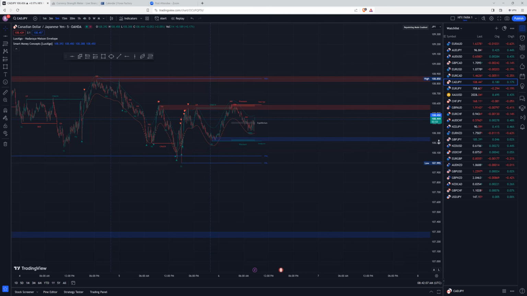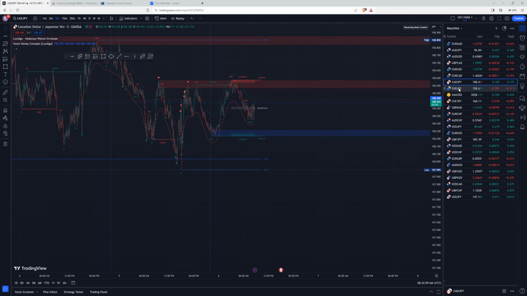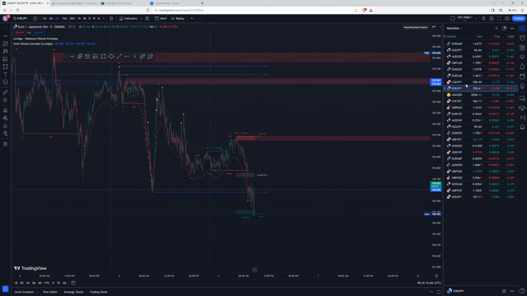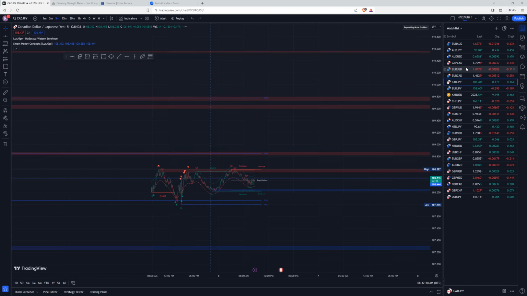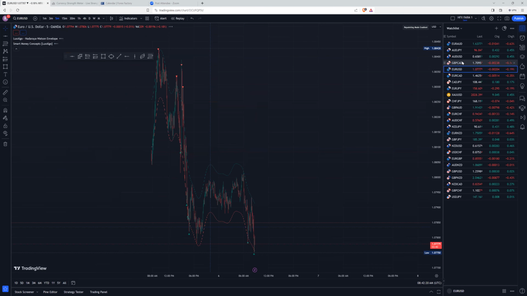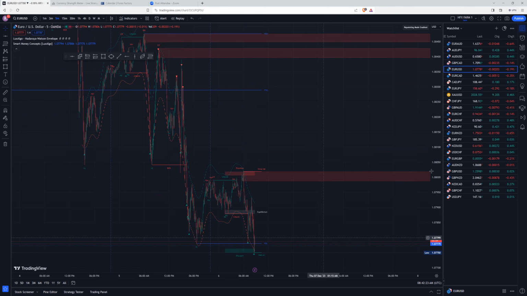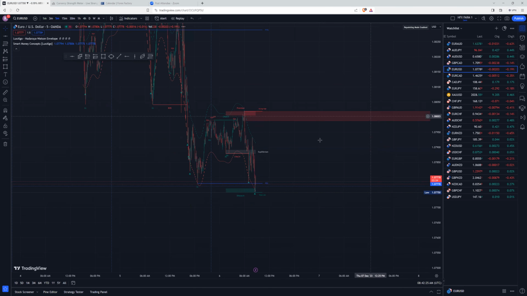But you must make sure you are using the swing points, not the internal structure. So you have to make sure you are using swing points, the higher highs and higher lows. These are some of the best places for you to get a good trade.